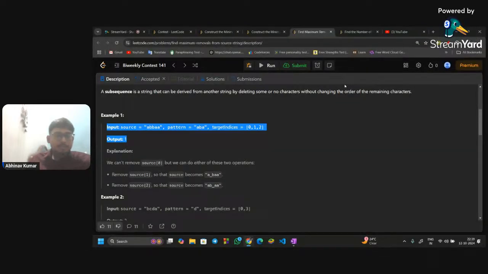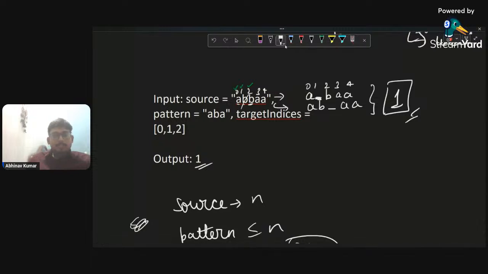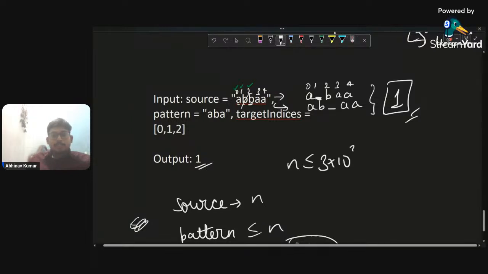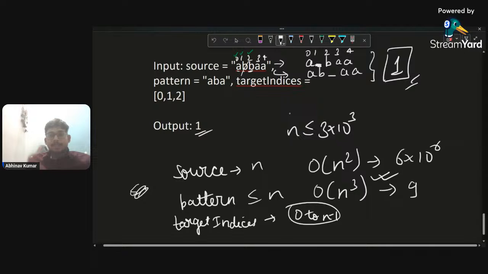Okay, so let's look at the constraints of the problem. In the constraints, n, the length of the source, is given as 3 into 10 to the power 3, and the pattern length is less than n. So n is less than or equal to 3 into 10 to the power 3. What time complexities can we have? You can run something of O of n square, that would be 6 into 10 to the power 6. That would be fine with these constraints. You cannot run an O of n cube, that would be 9 into 10 to the power 9. So this you cannot do, but you can definitely do an O of n square here.